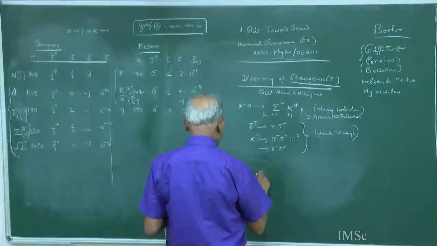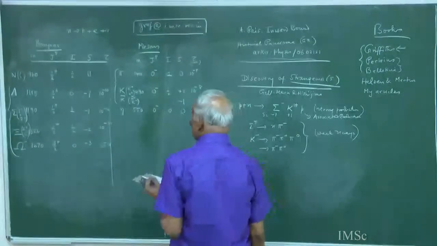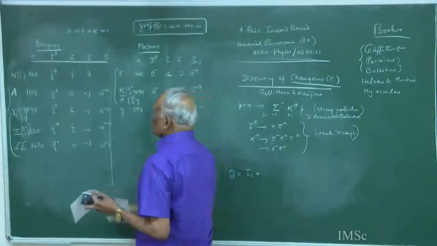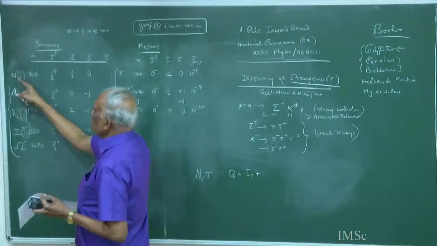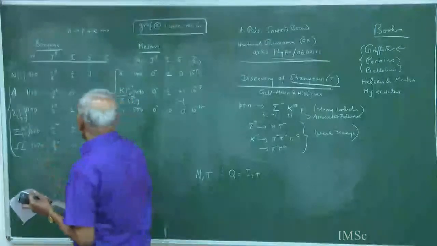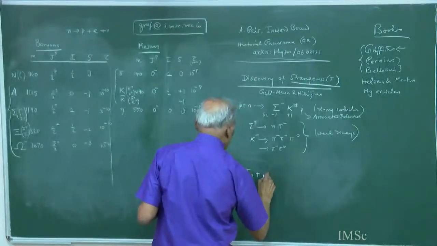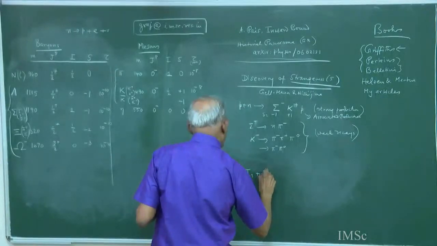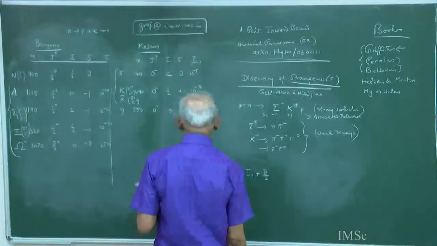But that is not enough. It has to be shifted by half unit, because the isospin is plus half, but charge is plus 1. Isospin is minus half, but charge is 0. So plus half you have to add. So let us call it, I introduce another quantum number called baryon number, which so far I have not put.